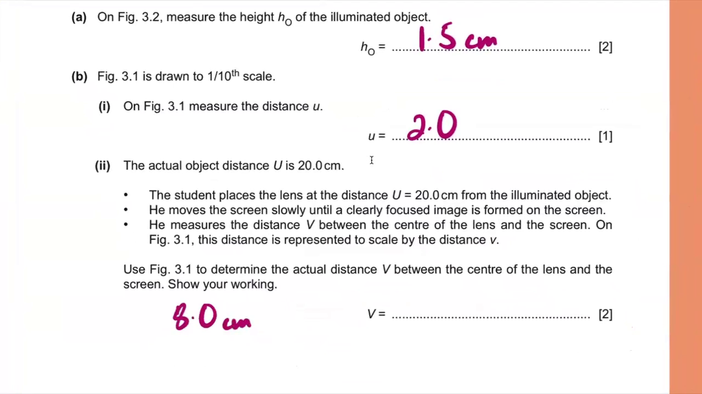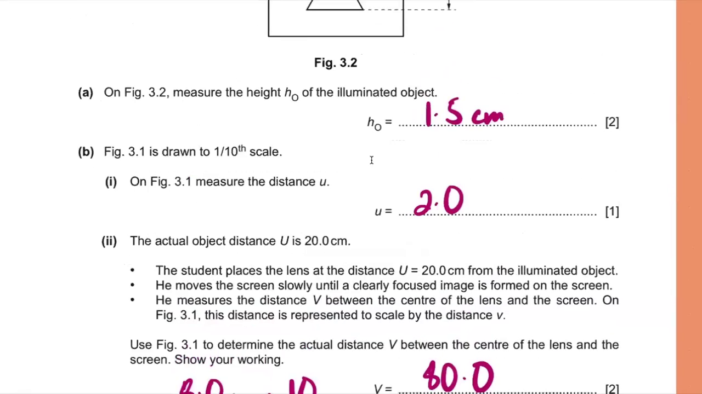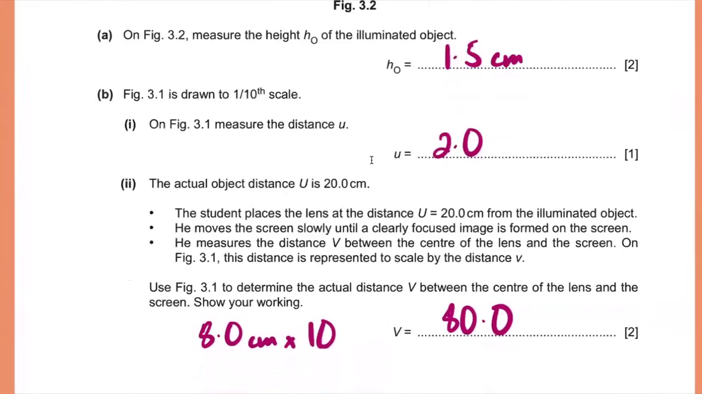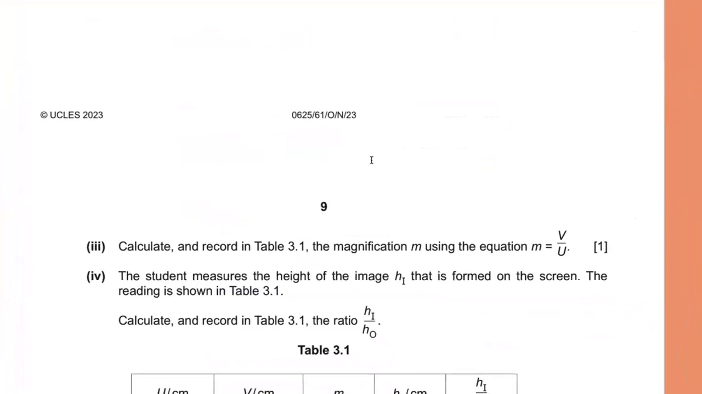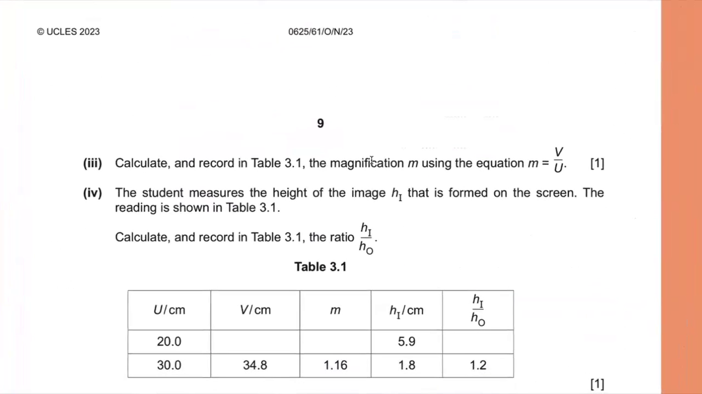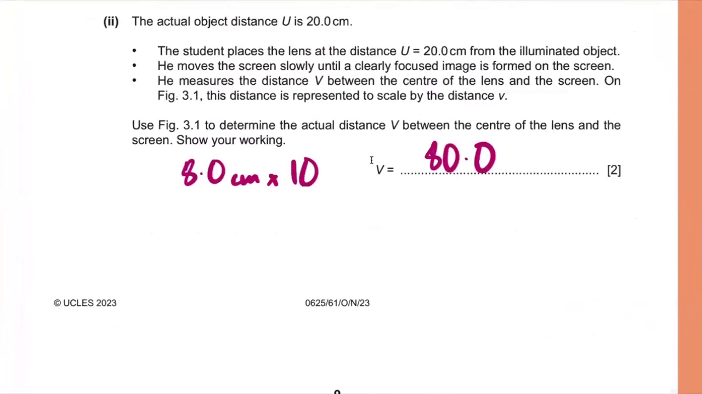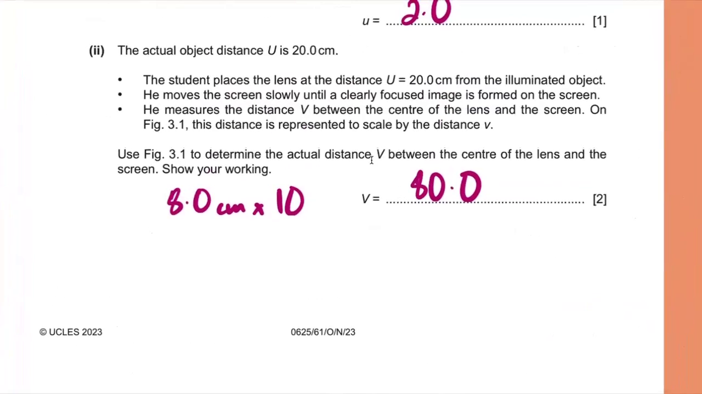And then to convert this to its actual value, multiply by 10. This should be 80.0 centimeters. Right? So 8 was your measured value in this case, and you multiply by 10. Calculate and record in 3.1 the magnification m using m equals v over u. All right, so I think we also had to record this value.